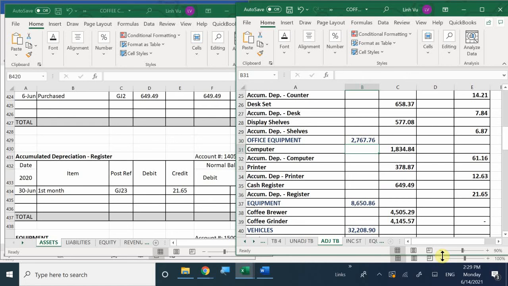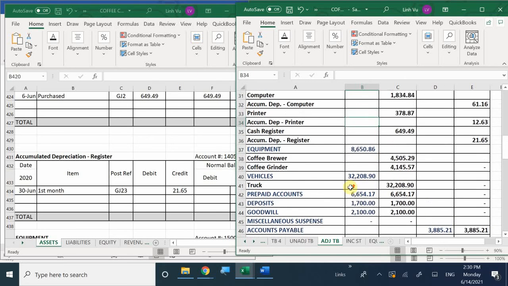So pretty much that formula is going to go all the way down to equipment and vehicles as well, correct? Correct. So if you guys want to go a little faster, it's up to you.